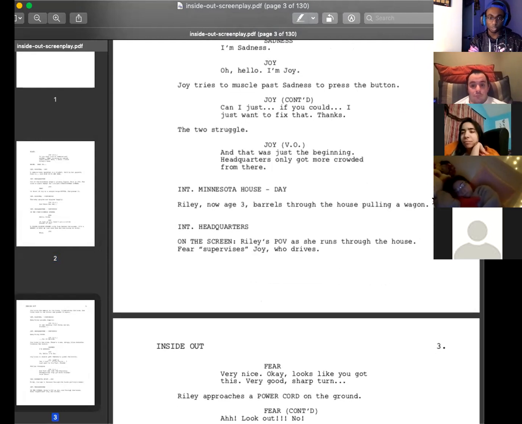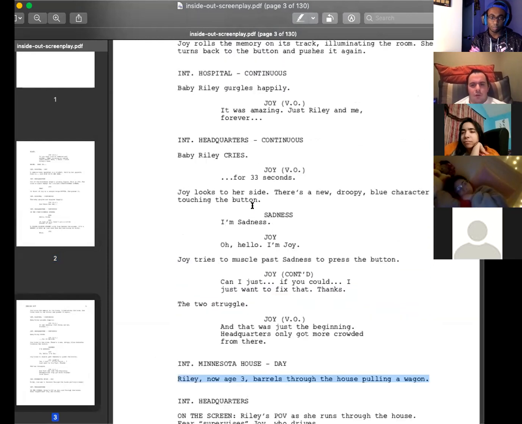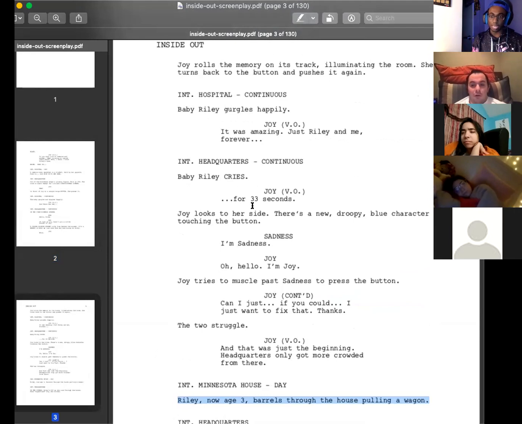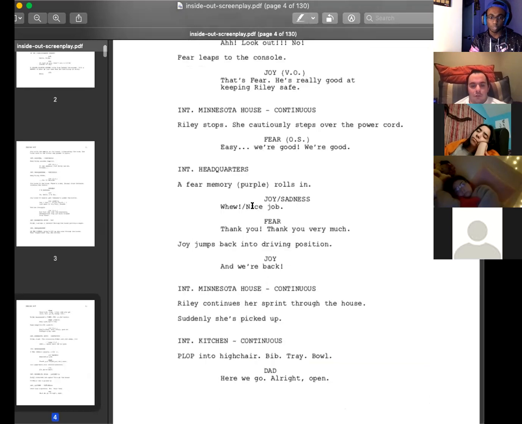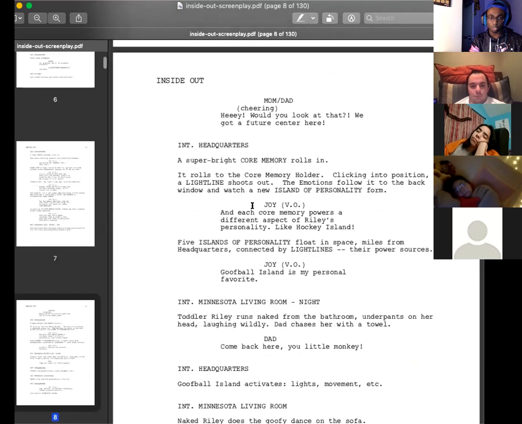You have actually very short descriptions. "This is Riley, now age 3, barrels through, pulling a wagon. Wow. Baby Riley cries." You don't hear any descriptors of Riley. You don't hear any clothes choice. You don't hear any specific identifiers besides it's a baby girl. Her name's Riley. She's aging up, so on and so forth. As you can see, quite a bit of the script looks like this.